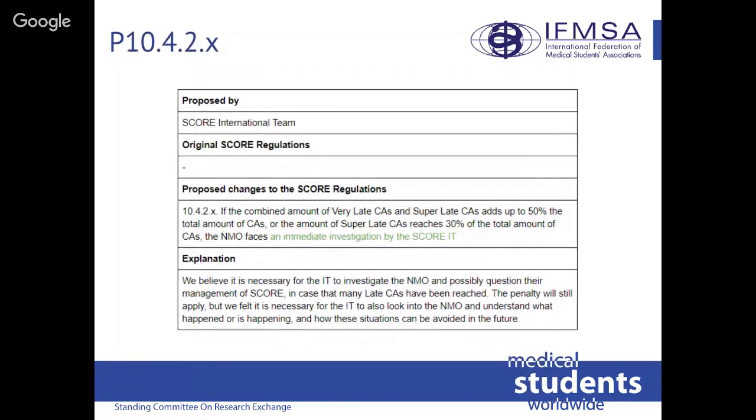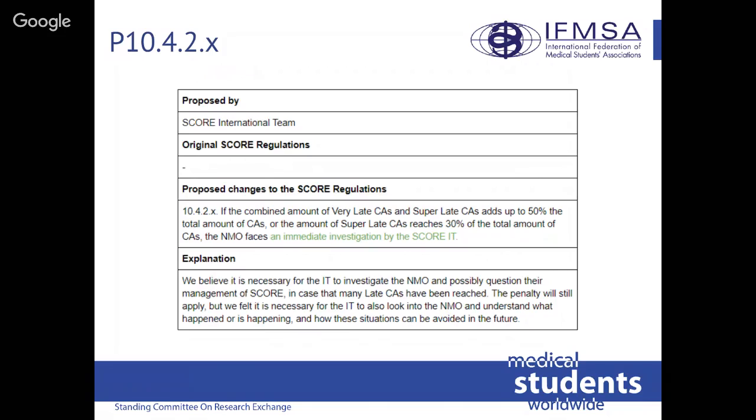Then we have a proposal for 10.4.2.x, and it's a new regulation that will state that if the combined amount of very late CAs and super late CAs adds up to 50% of the total amount of CAs, or the amount of super late CAs reaches 30% of the total amount of CAs, the NMO will face an immediate investigation by the SCORI IT. This also has to do with the idea of controlling and, in a way, giving regulation and stating that the SCORI IT will take cards at hand and get involved in a situation in case an NMO is not following regulations.